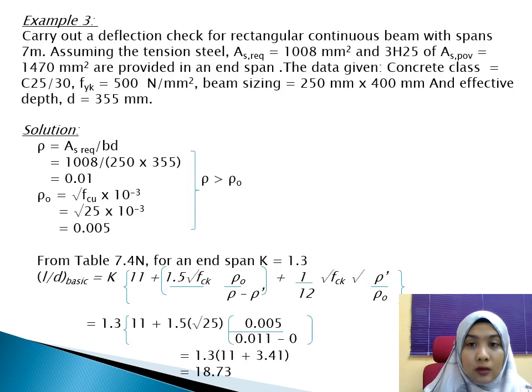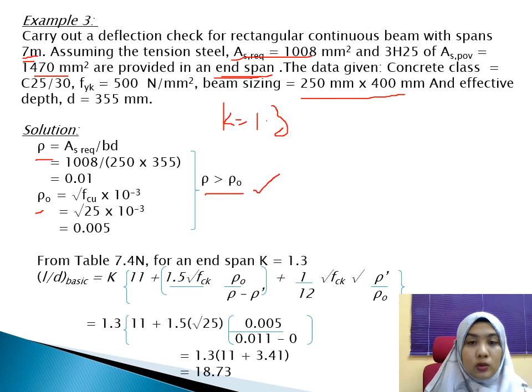Another example, for this one, we have a continuous beam with span of 7 meter. Given here is AS required and 3H25 as provided, and the beam size is 250 times 400. Okay, and the reinforcement is provided at end span. So end span means K equals 1.3. So you calculate your rho value and rho naught value. Since the rho value is greater than rho naught, you are going to use the second equation. From the table, you get your K value equals 1.3.